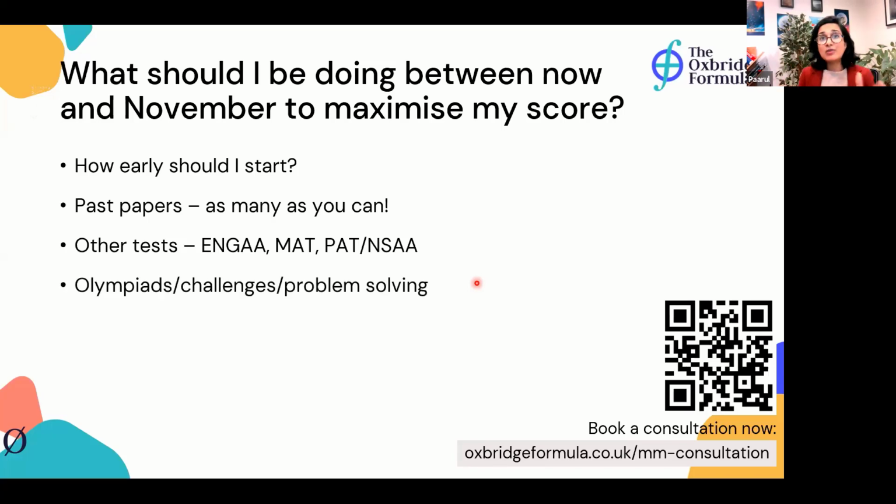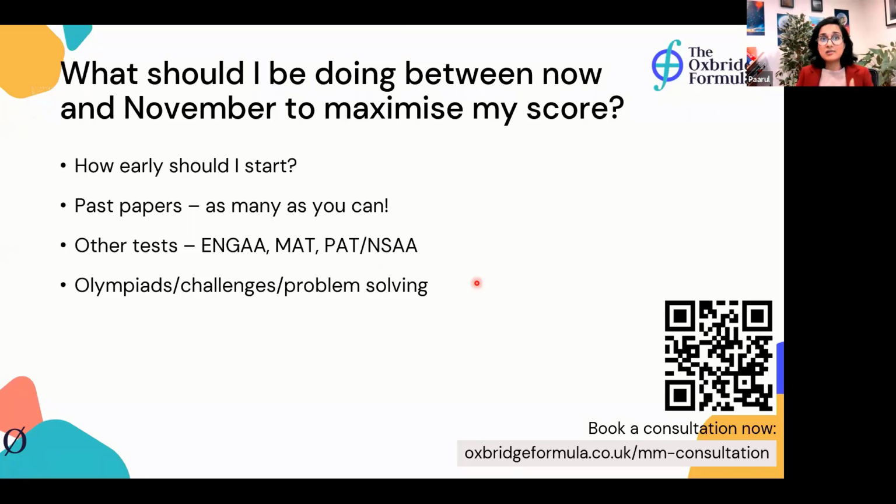You want to generally be improving your problem solving skills. As Giacomo said, don't stick to this narrow syllabus. Get yourself into this problem solving mindset and actually enjoy it. It's really fun. So Olympiads, challenges, finding problems elsewhere, just get yourself out of what you're normally doing with your work at school.